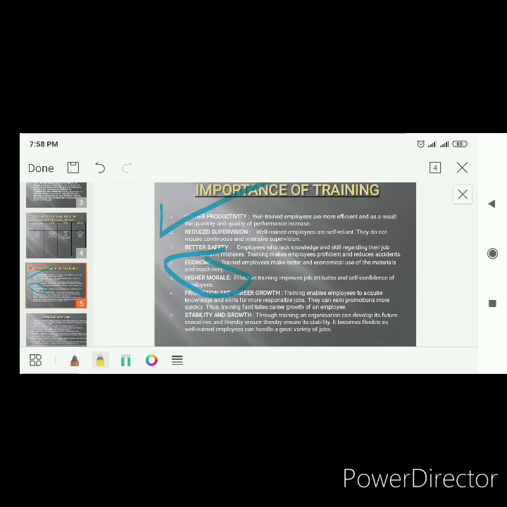Point number 5, morale is higher in comparison to the other employees. Point number 6, promotion and career growth. Then point number 7, we have done stability and growth.